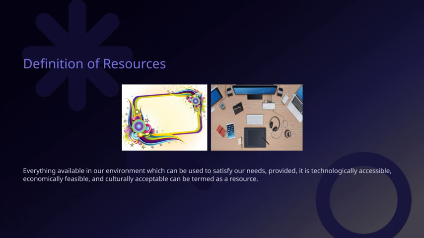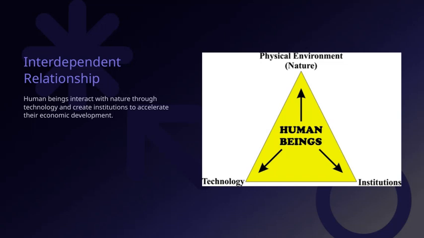Human beings interact with nature in many ways, and one of the main ways we do this is through technology. Technology acts as a bridge, allowing us to harness natural resources and process them to meet our needs. It's a vital part of how we adapt and shape our environment. At the same time, we don't just rely on technology alone.